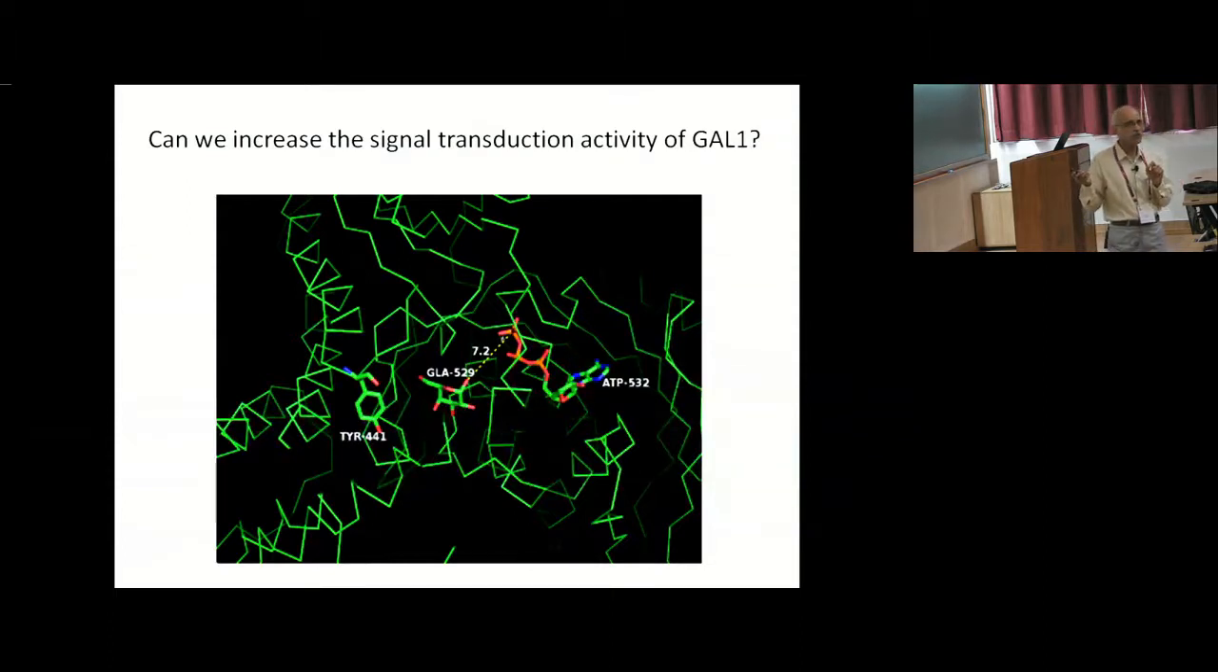We have a crystal structure of Gal1. A static structure doesn't tell you anything unless you are able to establish different crystal structures, but you do not know what sort of structures you get.